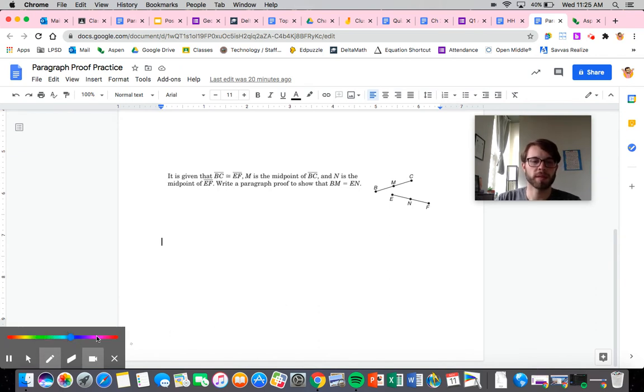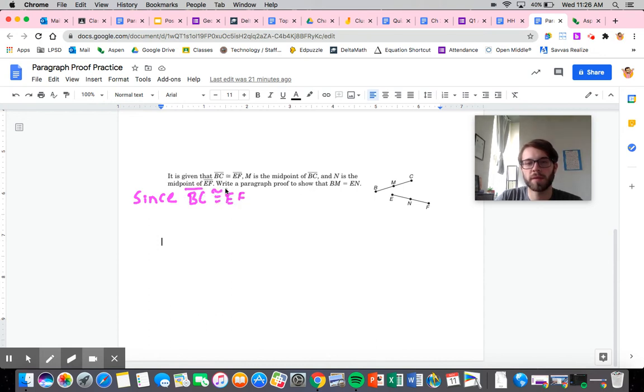So it is Wednesday, so I probably should be writing in pink. Okay, so ultimately, given that segment BC is congruent to segment EF. All right, so I'm going to start with that piece of information. So, that's not pink. Since BC is congruent to segment EF, right? Since we already know that, BC is equal to EF by the definition of congruence.